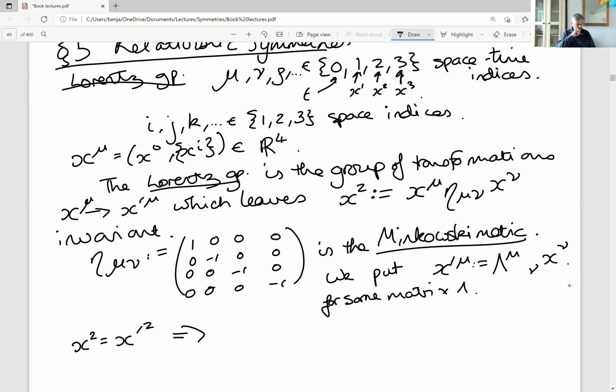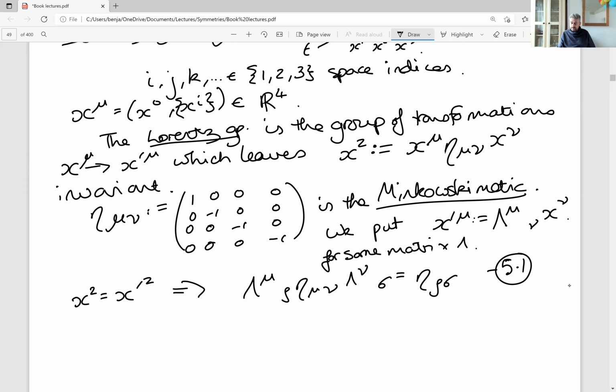Okay, now the important thing is that x squared equals x prime squared. Well, this implies that lambda^mu_rho eta_mu nu lambda^nu_sigma is equal to eta_rho sigma. And I'm going to call this equation 5.1. Okay, so we've written it down in terms of components, but let's write it in terms of matrices. This thing on the left is a matrix product if I just take the transpose of this lambda on the left.